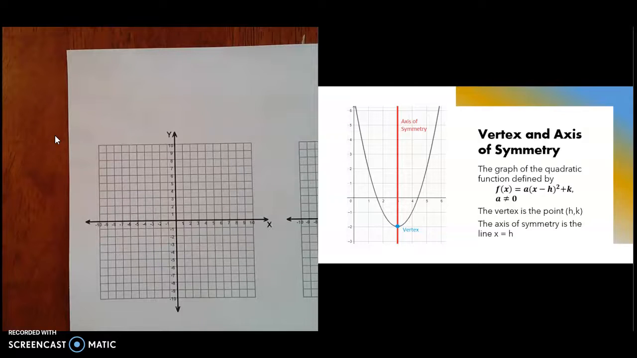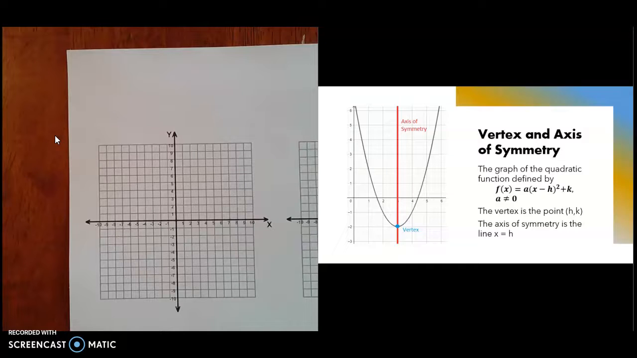So your vertex, if you have it written in the format of f of x equals some number times x minus h squared plus k, that h and k will tell you exactly where the vertex point is. So (h, k) is the vertex point. Now keep in mind that it's x minus h, so it's going to be the opposite of what you see in there. If it's x plus 1, you're really looking at a negative 1. If it's x minus 1, you're looking at a positive 1. So it looks kind of opposite.